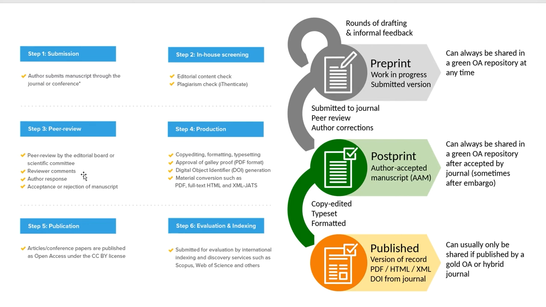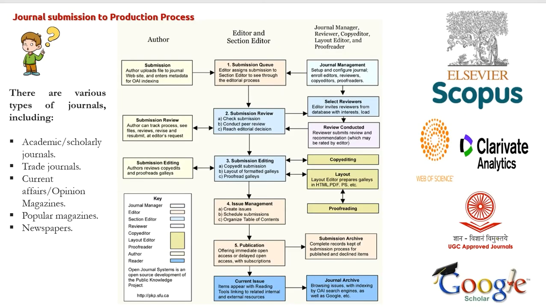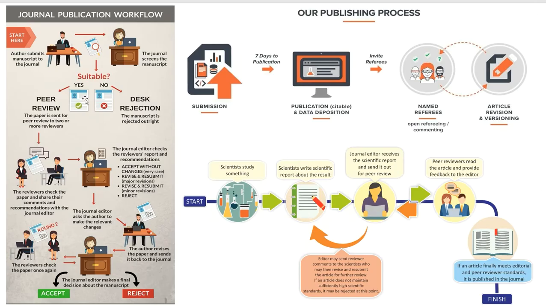Based on this peer review by the editorial board, scientific committees and technical committees, the reviewers give comments, and the author also gives a response based on the review report. Finally, the paper is accepted or rejected based on these factors. This is the mechanism. I will explain all of these things later in the journal articles section.